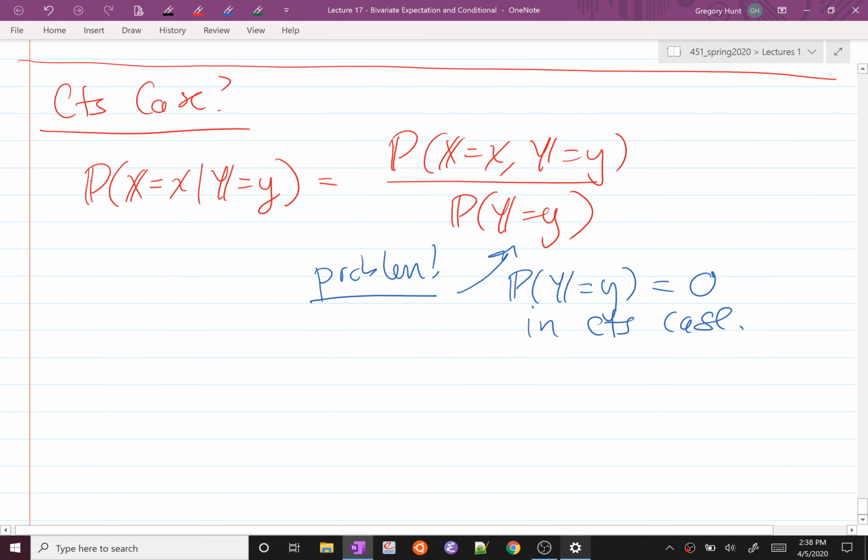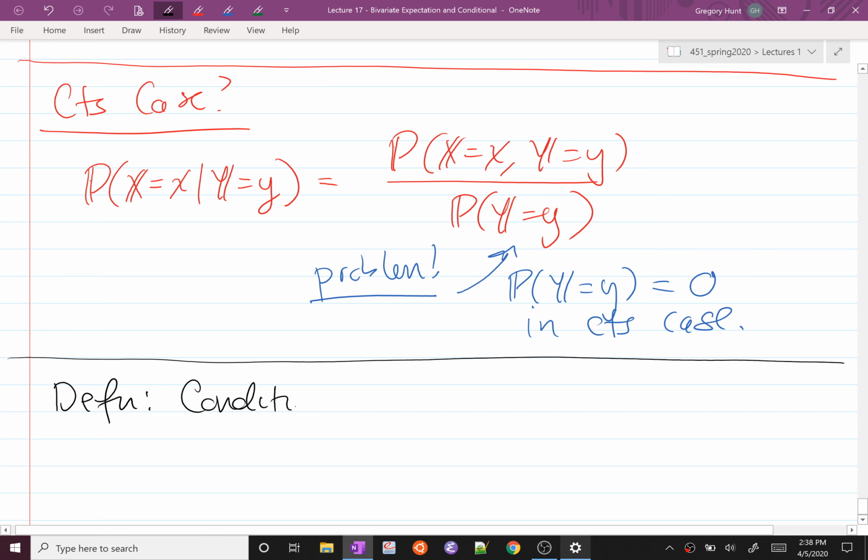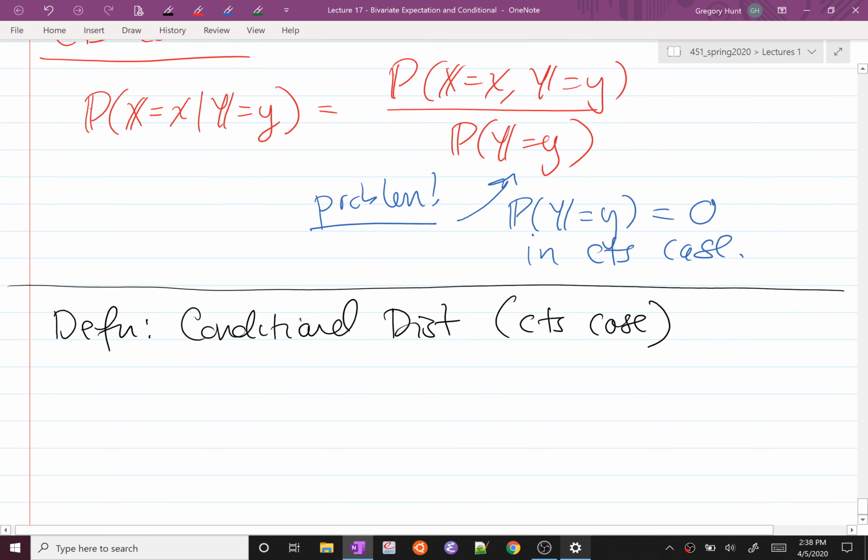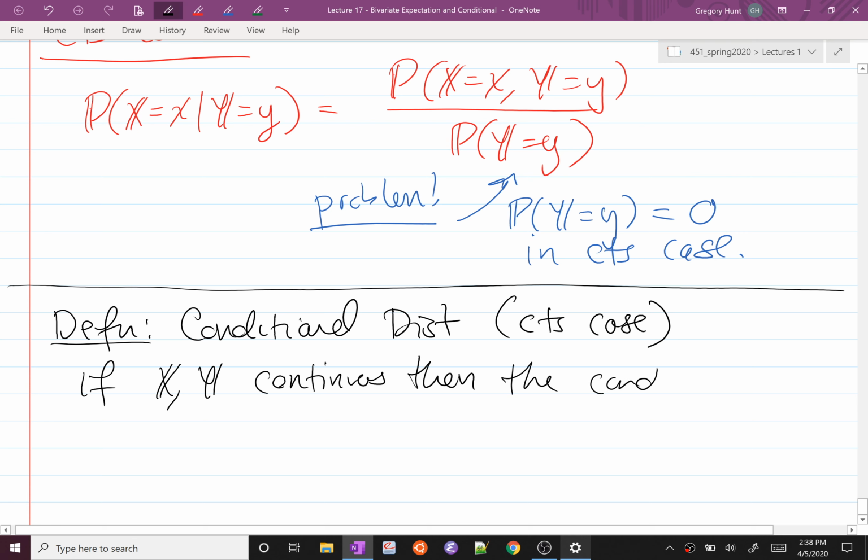What we do is we kind of just fudge it. It works out that in the limit, we can define the conditional distribution for the continuous case. We're basically going to use the same formula as the discrete case, and it works out pretty nicely in the way we want. If x and y are continuous, then we don't get a PMF.